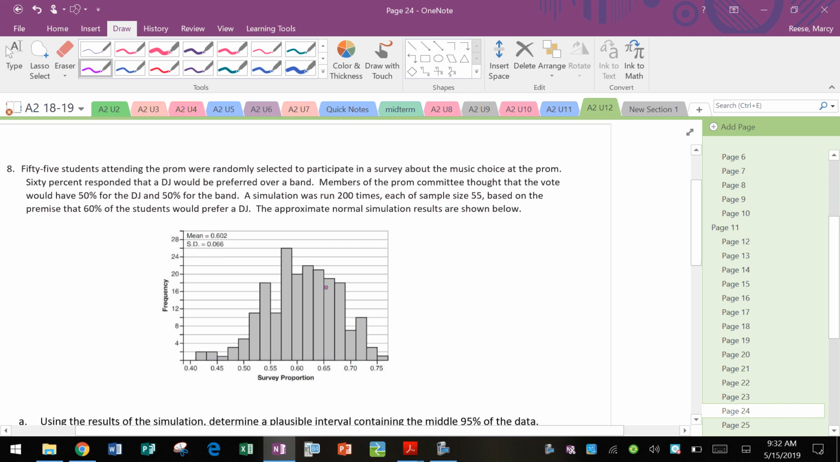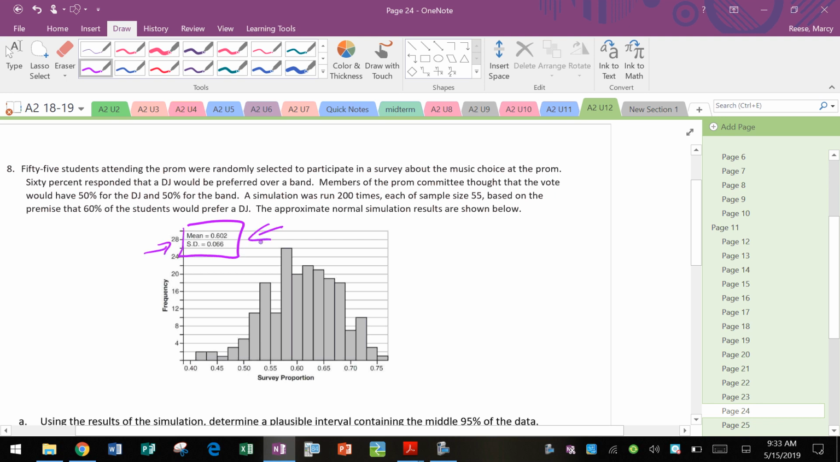Okay, so they did one of the simulations like we did, where they just kept grabbing samples of 55 kids, and then they asked them that question. Right, now what you see here, this is key. They'll give you a question that looks just like this, and you need this information.